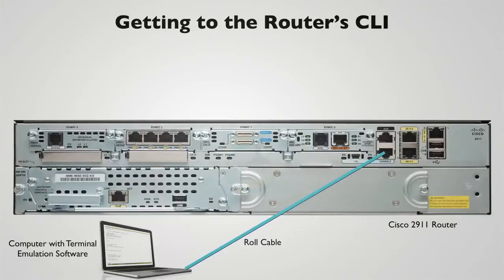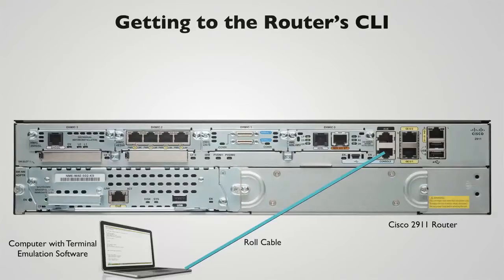One of the challenges with a roll cable though is it has a DB9 serial connector at the other end, and a lot of our laptops today don't have those serial connectors any longer. So how do we connect in the roll cable? We might have to use a USB to serial adapter where that USB connection looks like a COM port, a communications port connection in our terminal emulation software.